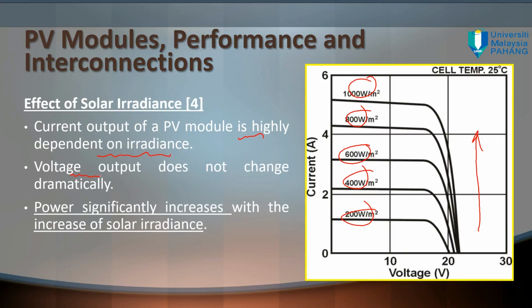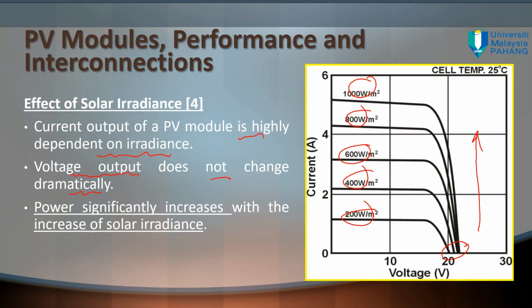Contrarily, voltage output does not change dramatically. Yeah, it changes maybe from 20 to 21 or 22 point something, but it's not that significant lah. It still changes, but it's not that significant. But the most significant one is the current lah. So if the sunlight is blocked by the cloud, you can see the drop of the current significantly. Okay.